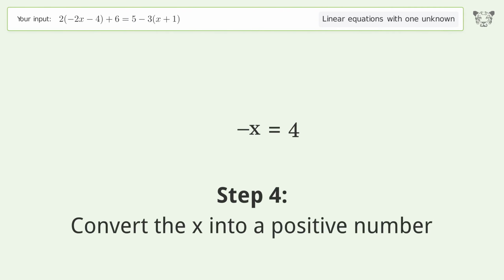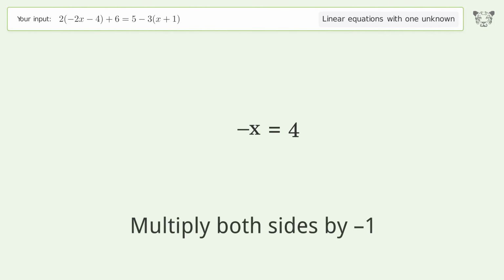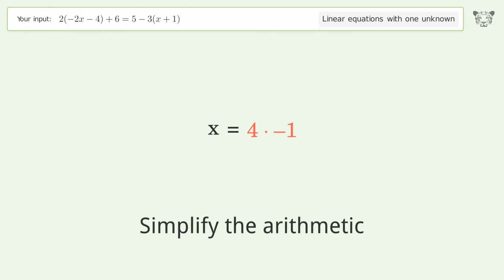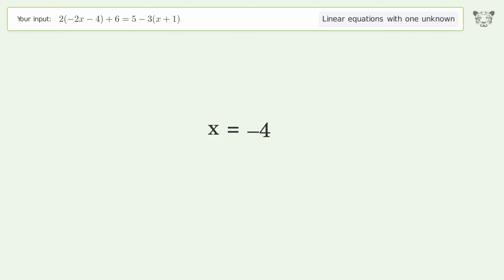Convert the x into a positive number. Multiply both sides by -1. Remove the ones. Simplify the arithmetic. And so the final result is x equals -4.